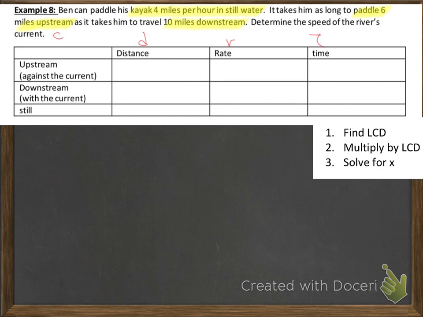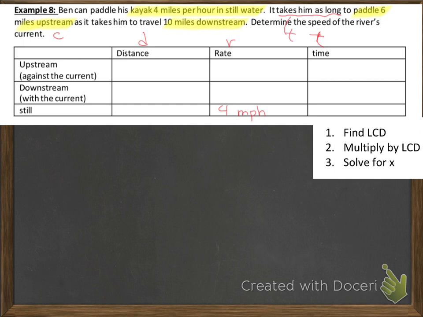So Ben can paddle his kayak 4 miles per hour. Is 4 miles per hour the distance, the rate, or the time? If you said rate, that is correct. Miles per hour is a measure of speed or rate. Notice I put it here because it says that's how fast he goes in still water. It says it takes him as long, so I'm going to assign this the variable t. We don't know how long that is. We just know that it takes him t, minutes, hours, whatever.